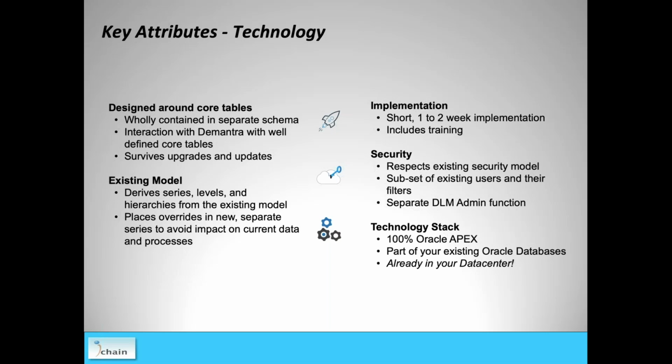DLM is quick to deploy, a short 1 to 2 week implementation cycle. This gets the tool into the hands of the users quickly and economically. Also, DLM pulls your existing security settings from the current model. Like if a user named Bob can only see division X in your demand planning tool, then he can only interact with division X in DLM. No need to separately configure security.